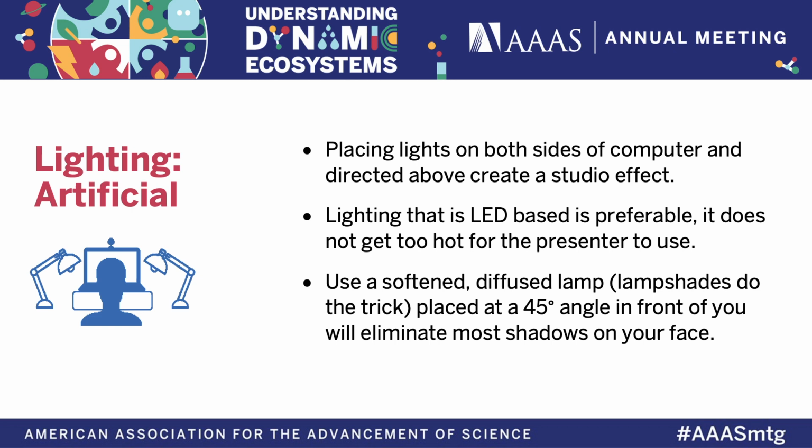And prevent yourself from looking silhouetted by avoiding bright lights or windows directly behind you. For artificial light, placing lights on both sides of your computer and directed above can create a studio effect. Lighting that is LED-based is preferable, as it does not get too hot for the presenter to use. Use a softened, diffused lamp. Lampshades typically do the trick, placed at a 45-degree angle in front of you. This will eliminate most shadows on your face.